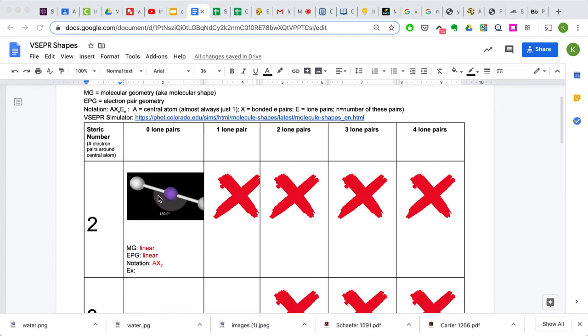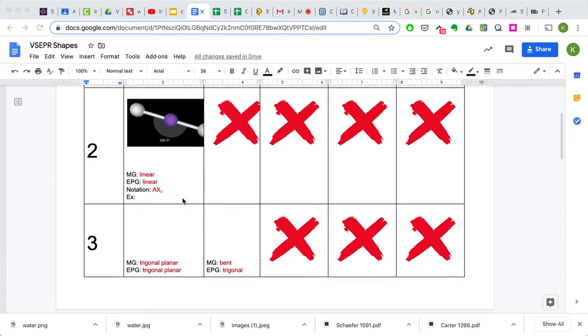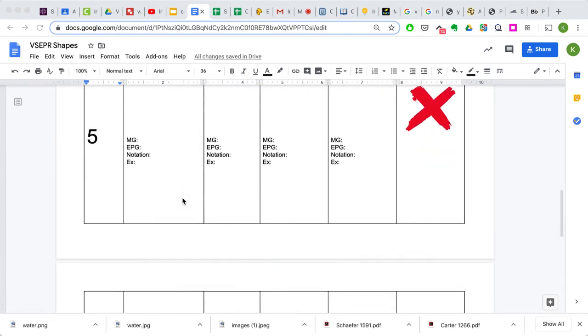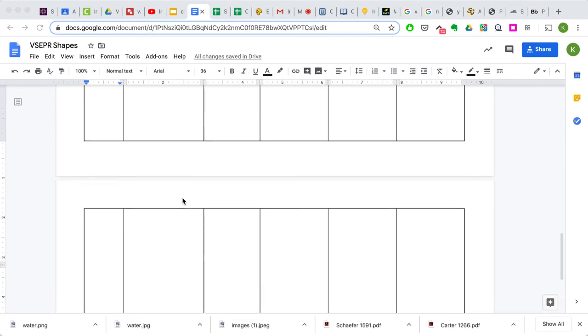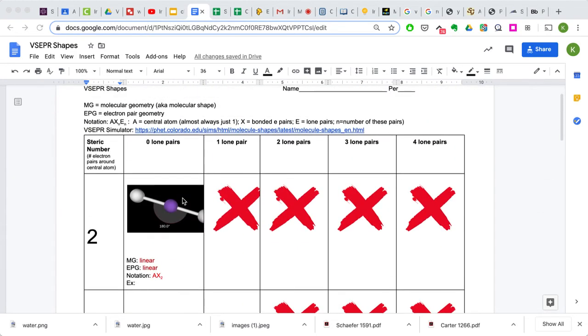I've gone ahead and done this first example for you, and I'll show you how to do another one. The steric number is the number of groups around a central atom. Now, they could be bonded electrons, as they are in this example, because you have an atom, a bond, atom, bond. What this represents is two bonded groups. Although, as we become more complex and we go to 3, 4, 5, and even 6 groups surrounding an atom, not all of them will be all bonds.